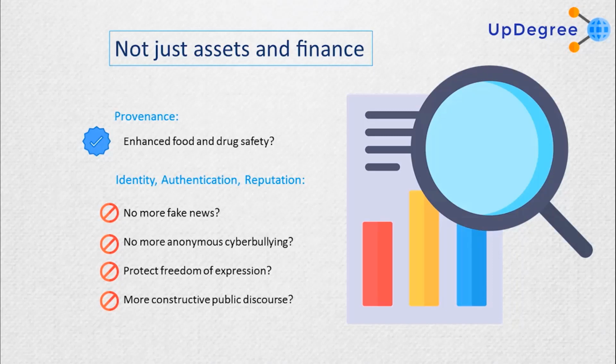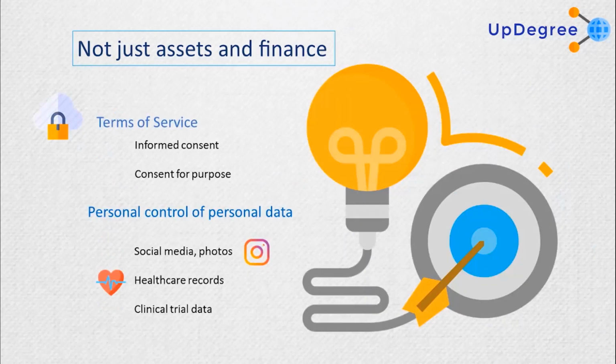Some of the things we need to understand: it's not just assets and finance. It is also giving provenance. It is giving informed consent and consent for purpose. So privacy is taken care of here, along with personal control of personal data, be it social records, health records, or clinical trial data. It's not just about assets. Blockchain is trying to create a revolution in this entire thing.